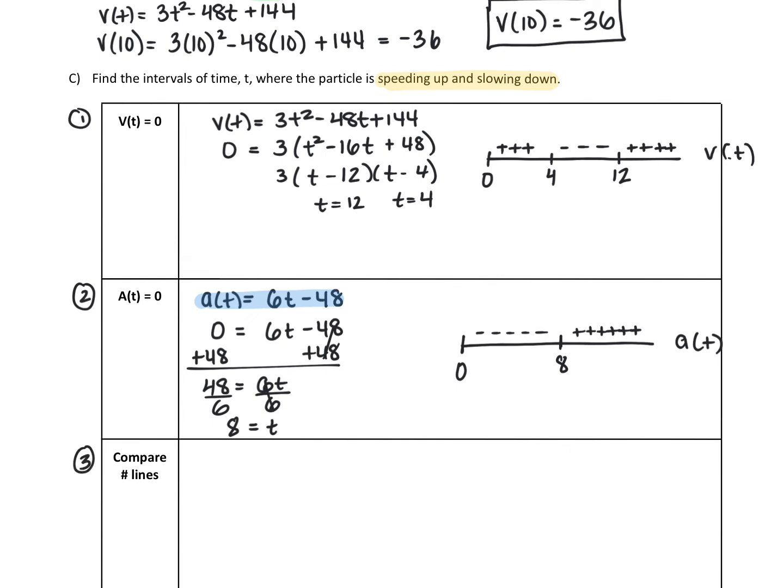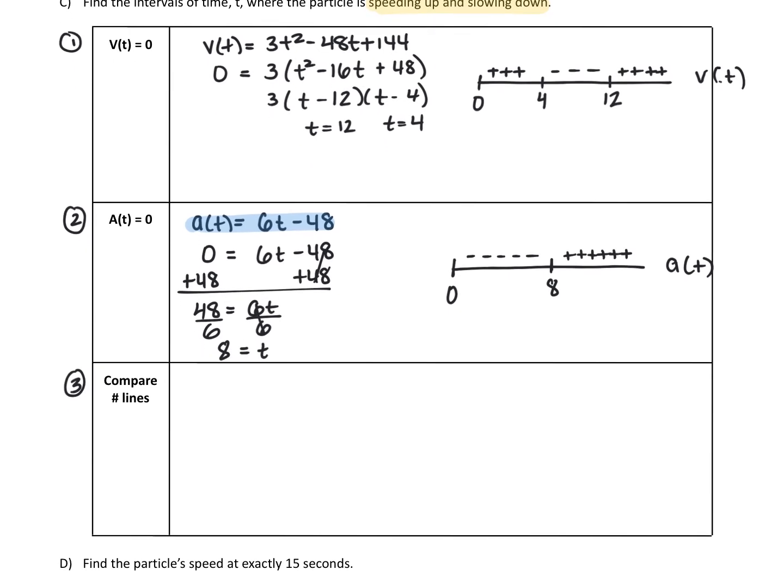We must compare these two number lines. So it's a little easier for me if I had them on top of each other, so I'm just going to rewrite them. So I have v of t, 0, 4, and 12. I have pluses, minus, and pluses.